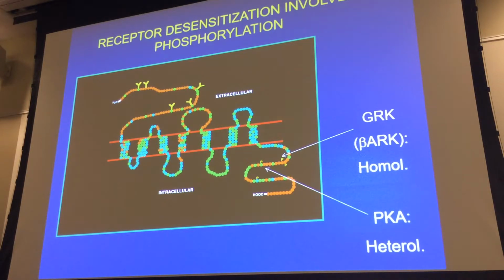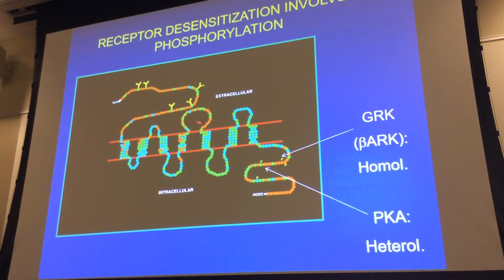So the dynamics of this process, this balance between kinase and phosphatase activity, depends upon how much agonist is involved. If you continually stimulate with agonist, the kinases will predominate. Phosphorylation will predominate. Desensitization will predominate.